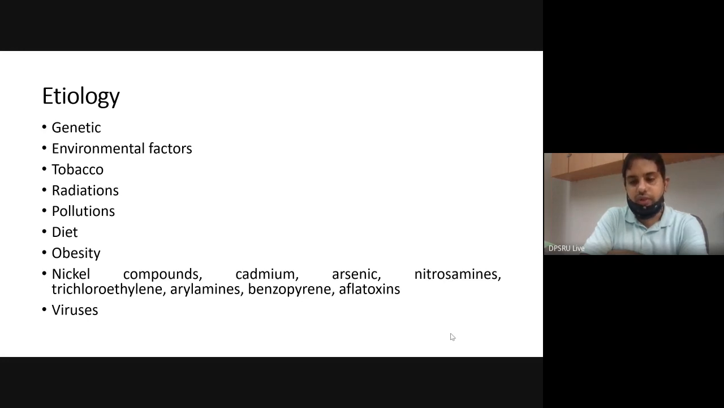Because we know the reason for some cancers, but for others we don't know the exact reason, we are not able to prevent them. But for the cancers where we know the exact reason, like tobacco, we know smoking results in lung cancer. If you do a survey, you will find that in our country a large group of the population is smoking, and a large group is consuming alcohol.